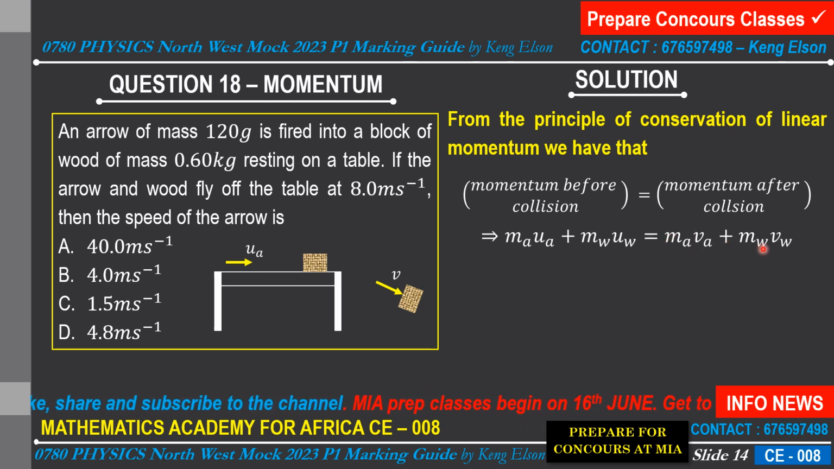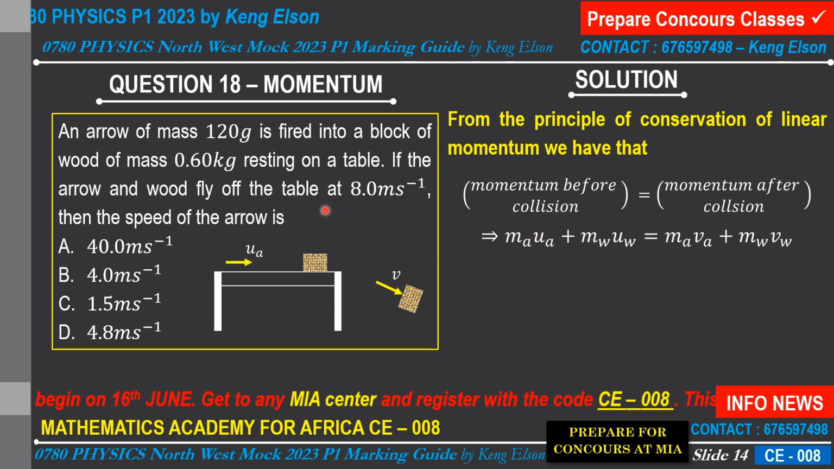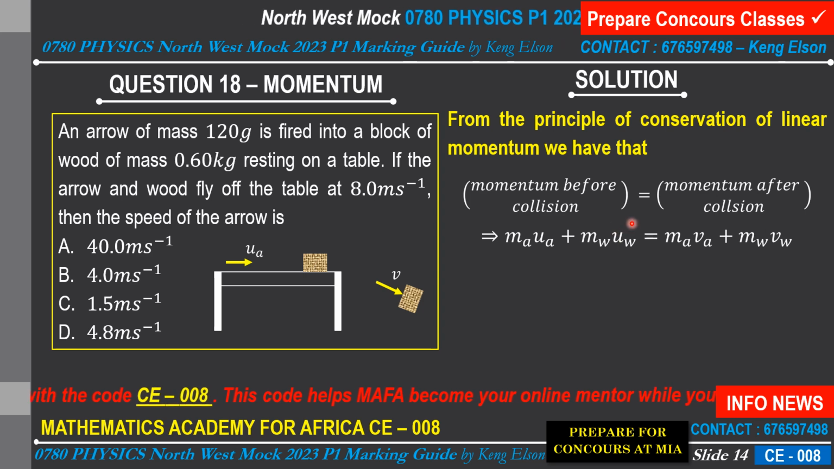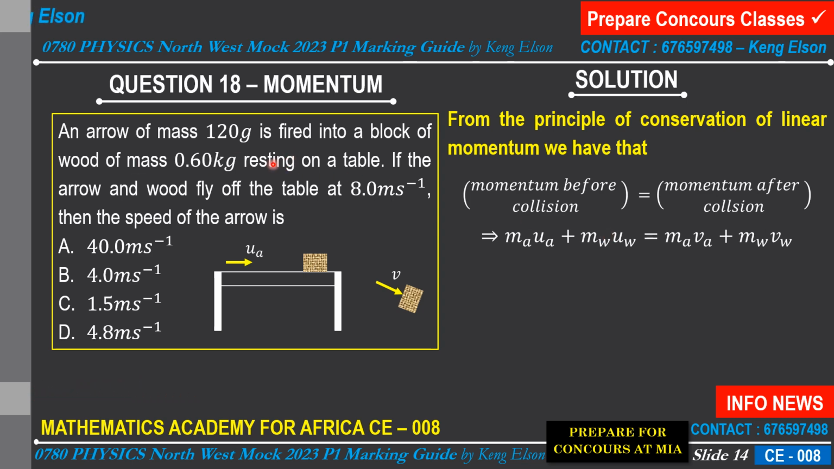Now, what is your UA? Your UA is actually what you are looking for. What is your UW? Your UW is 0 because it is the initial velocity of the wood, and the wood was resting. If you are at rest, it means that your initial velocity is 0. So this part completely wipes off.